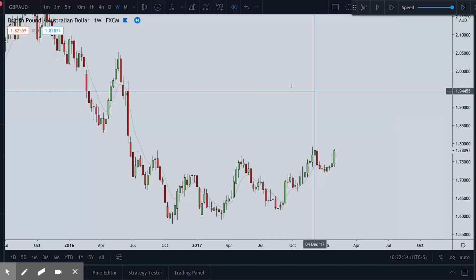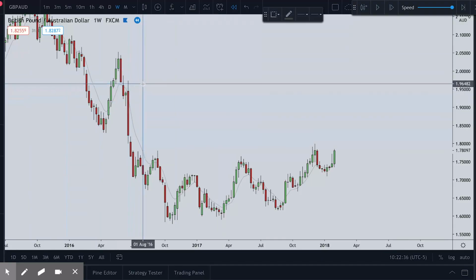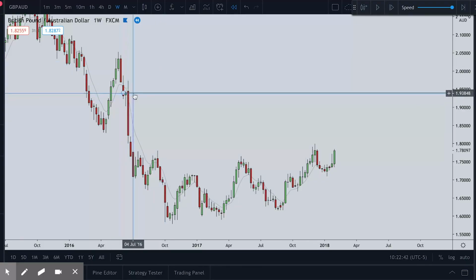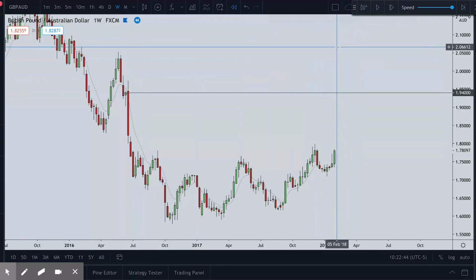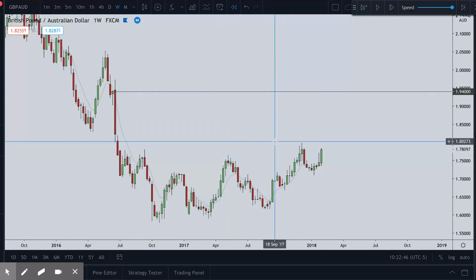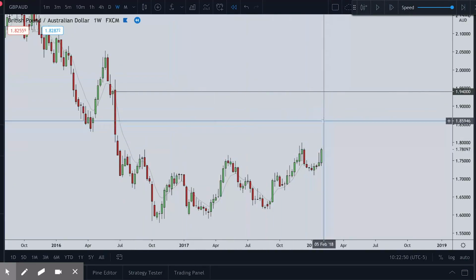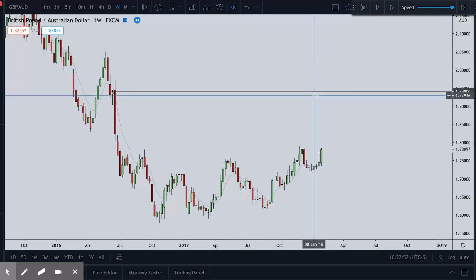For example, here on the weekly chart, I can see a very clear supply zone, right? We're going to call that 1.940. Now that right there is a very, very clear supply zone to me. And I would expect that over time, yes, it's going to take a long, long time because we're on the weekly chart, but over time, price is going to be magnetized towards this level.